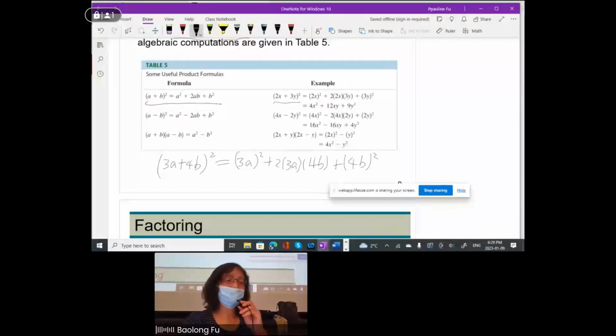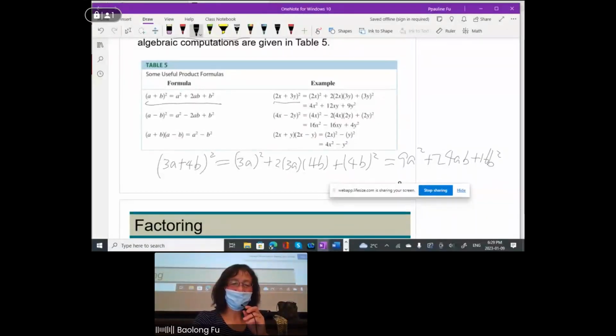You can look over this example. And then expand. It is 9a squared plus 24ab plus 16b squared.